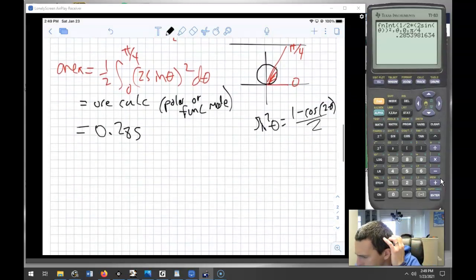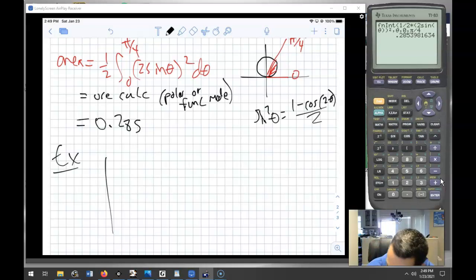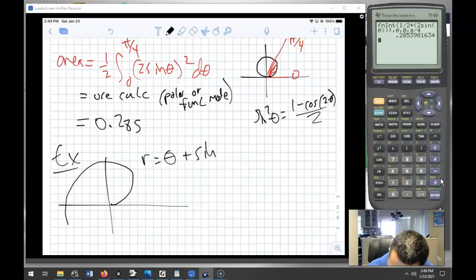Okay. So let's go ahead and look at some other ones. So for example now, let's do, I think I have 2 more here. So let's say we have this following picture. And a lot of times you'll be given a picture. And the picture kind of makes a slug that looks like this. And this is the graph of r equals theta plus sine theta. And we're going to shade in this area above the axis and ask you to find the pink area.